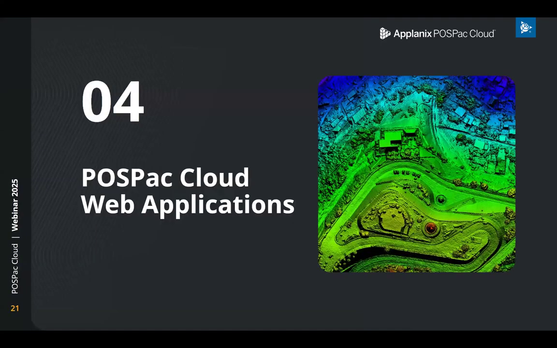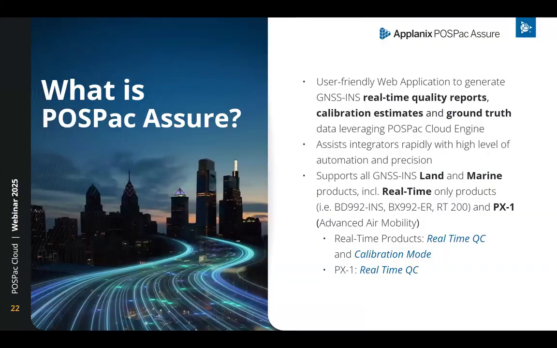Now, let me introduce some of our POSPac Cloud web applications. I will start with the POSPac Assure. So what is POSPac Assure? POSPac Assure is a user-friendly web application to generate GNSS INS real-time quality reports, calibration estimates, or ground truth data, leveraging our POSPac Cloud engine. It assists integrators rapidly with high level of automation and precision.